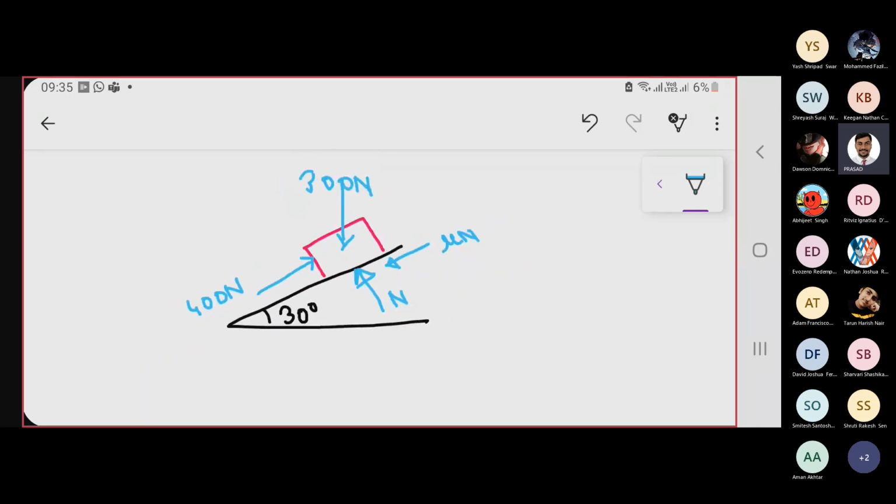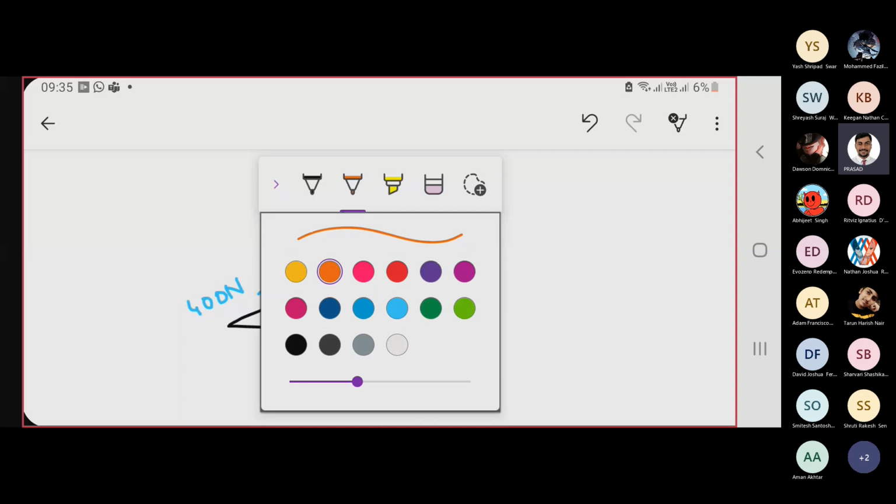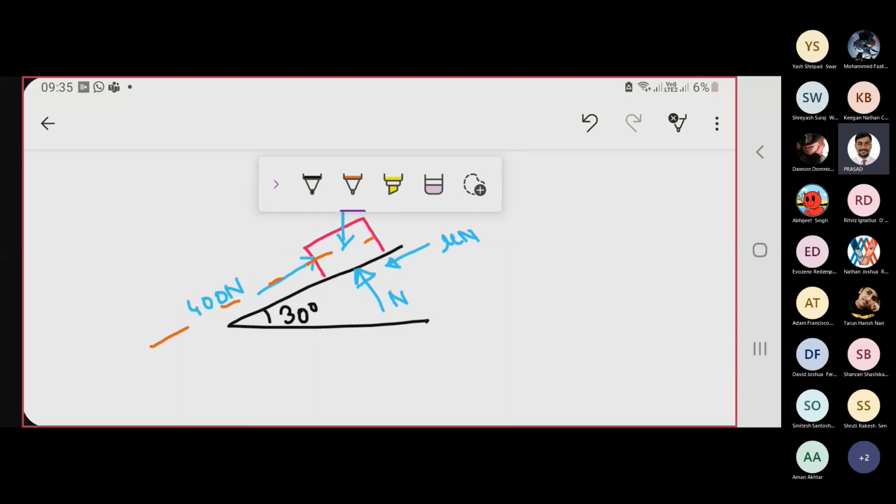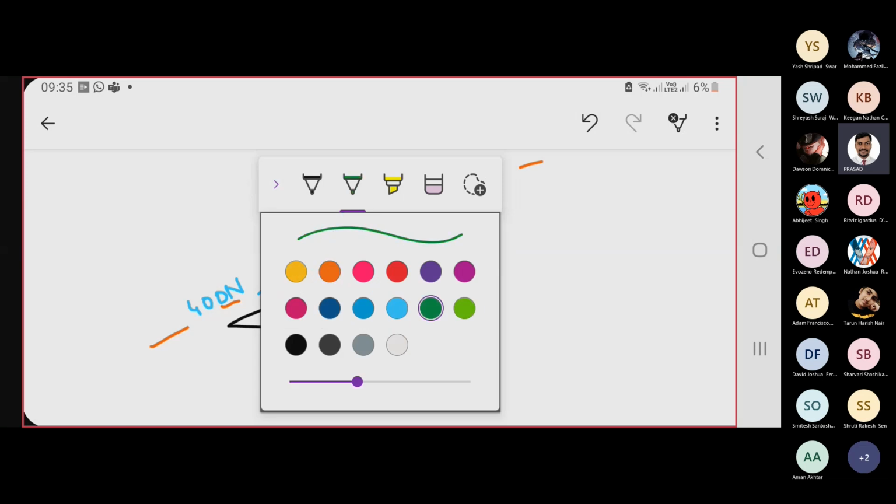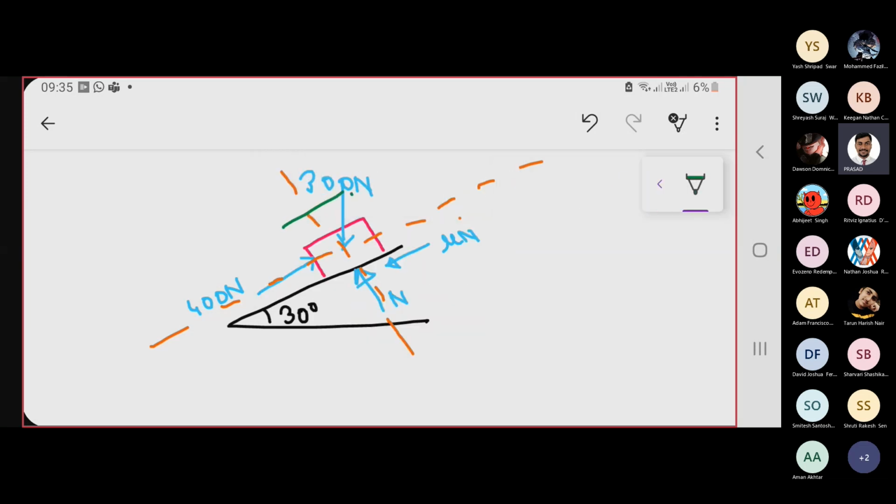Let's say summation of forces. Now we have to decide our axes first. So I will consider this as the x-axis and this as the y-axis. The only force which is at an angle is the 300 Newton, so its components are 300 sin 30 and 300 cos 30.